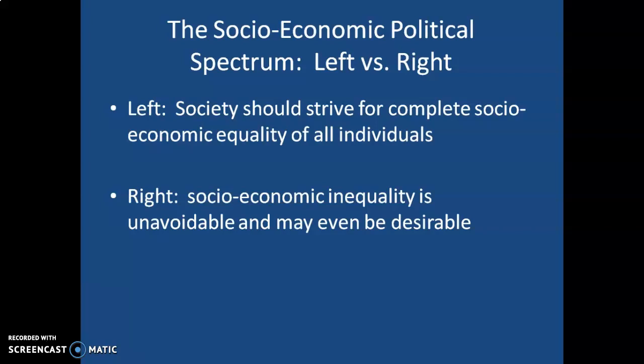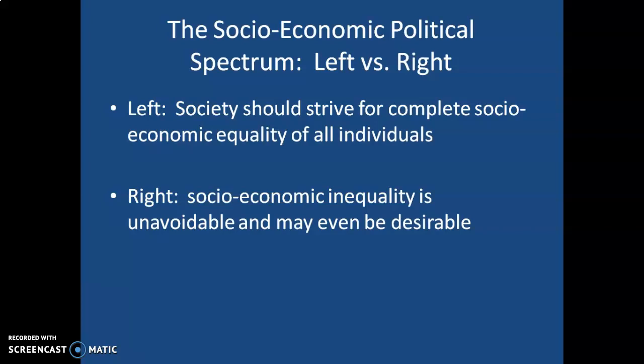Today we're going to be looking at the political spectrum, left versus right. Left meaning very, very liberal, perhaps. Right meaning very, very conservative. Typically, when we look at the left versus right dichotomy, the left would say that society should strive for complete socio-economic equality of all individuals. And on the right, the far right, we might say that socio-economic inequality is unavoidable, may even be desirable, and so everyone kind of falls between these two extremes.